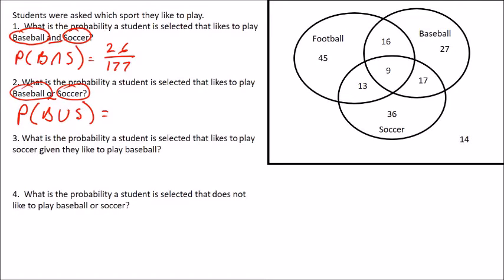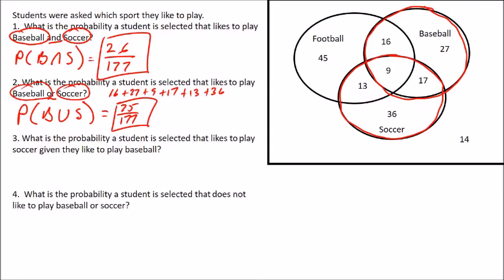So we're looking at everybody in baseball and everybody in soccer, all of them added together. So we're going to have the 16 plus 27 plus 9 plus 17 plus 13 plus 36, all added together, and that gives us 75 out of a total of 177 students. Okay? And now, number three.